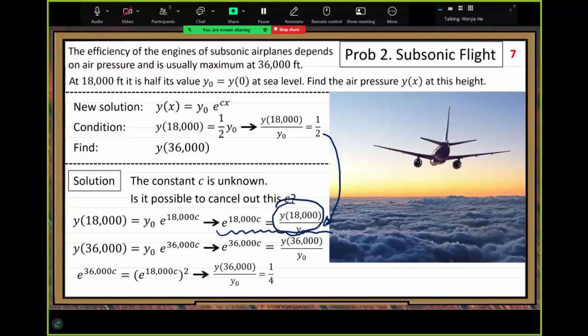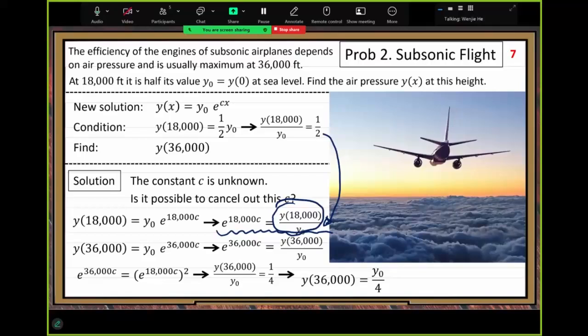We have y of 36,000 over y0 is the square of the upper fraction, which is given as 1/2. So 1/2 squared is 1/4. Yes, it's given. So our conclusion is that the air pressure function y at the height of 36,000 feet is 1/4 of the sea level air pressure.